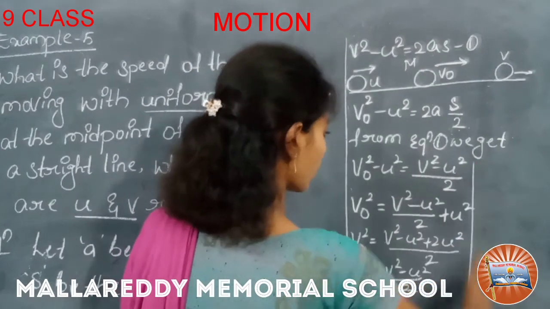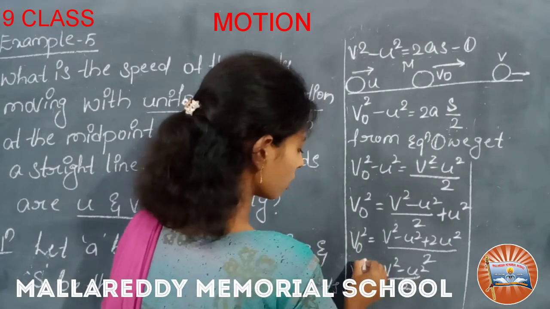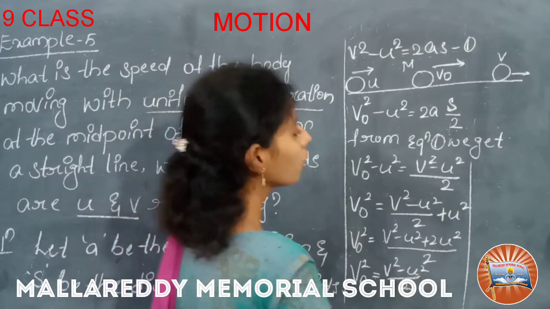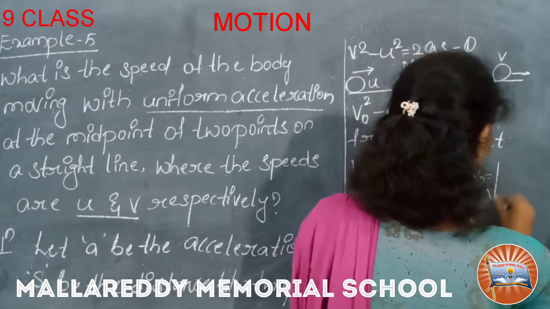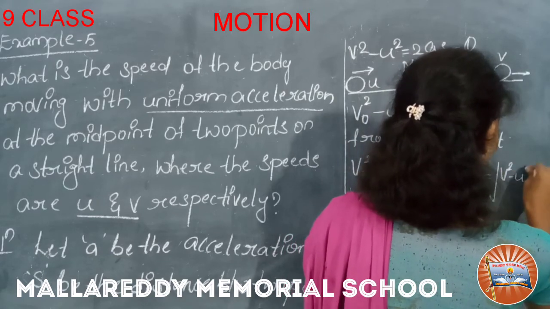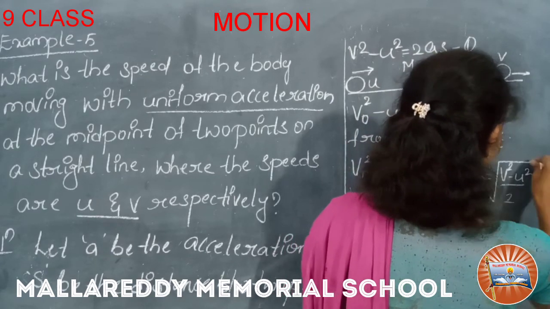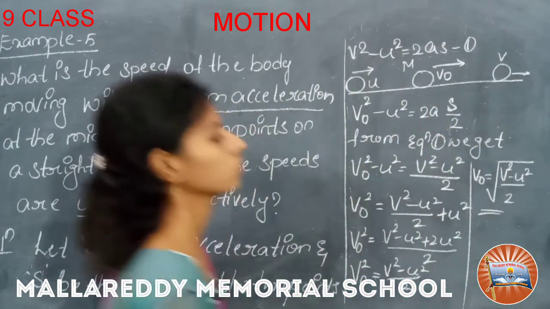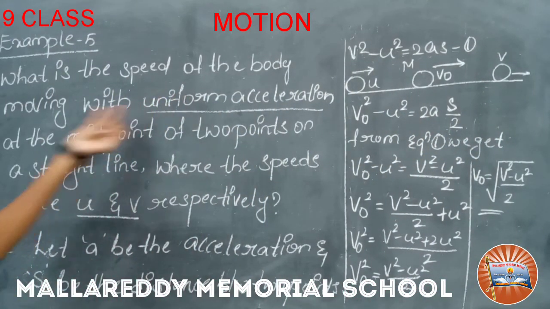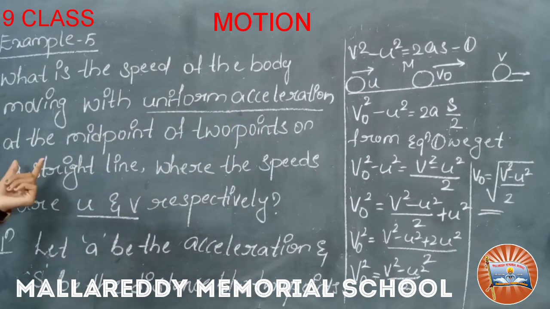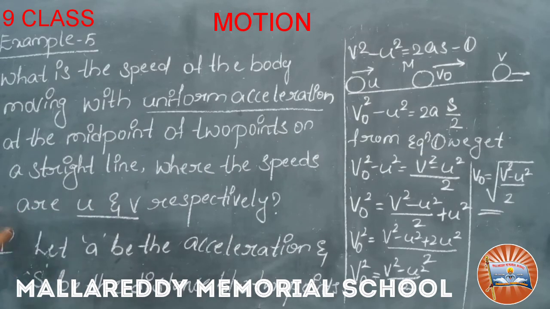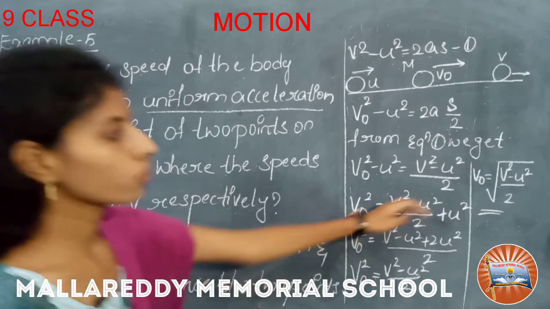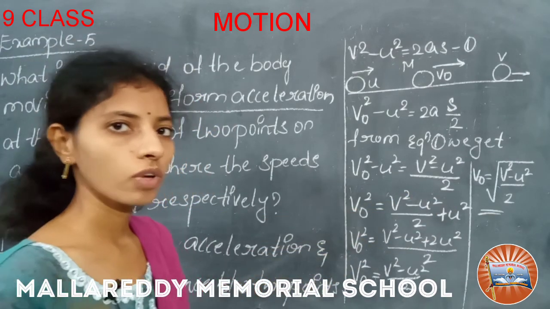So from this, when we take the square to the other side, we will get the root. So v naught equals under root of v square plus u square by 2. So this is the speed of the body moving with uniform acceleration at the midpoint of 2 points on a straight line. Okay, so that is the value: v naught equals under root of v square plus u square by 2.